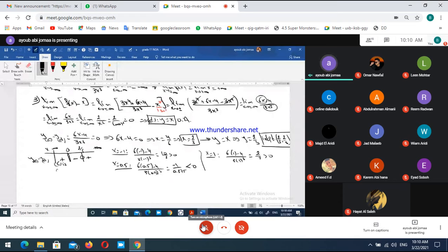And here C is below D. And here C is above D.